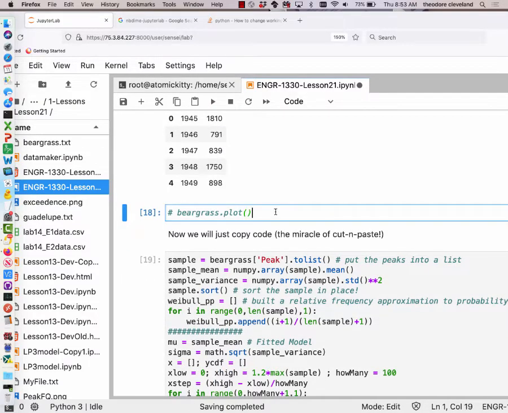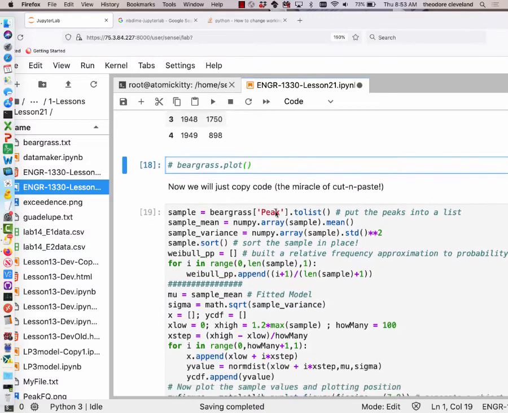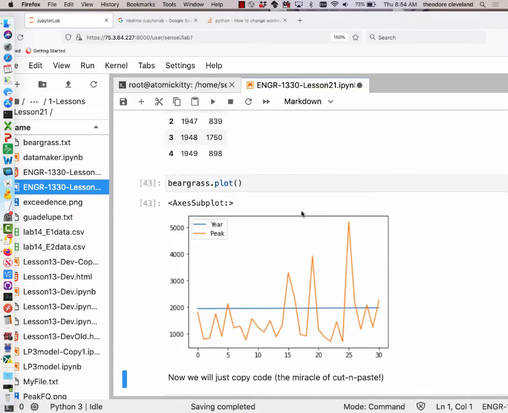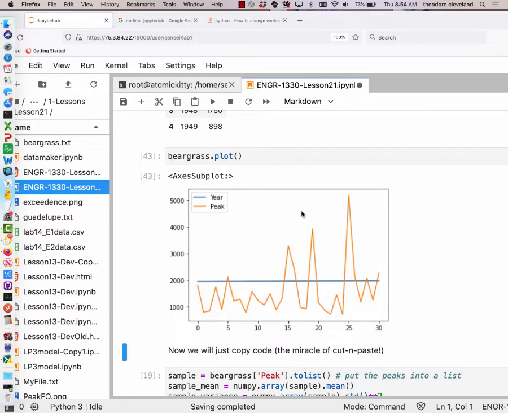And now we can make a plot of the file. Wonder if this will actually work. Oh, it does. So there's a plot of the data. The blue line is of absolutely no use. It's representing the year. The horizontal axis is just the index of the object. So 0 through 31, there's 32 things. The orange line represents the peak value. So if you can mentally ignore the blue line, what can you say about the peak value?